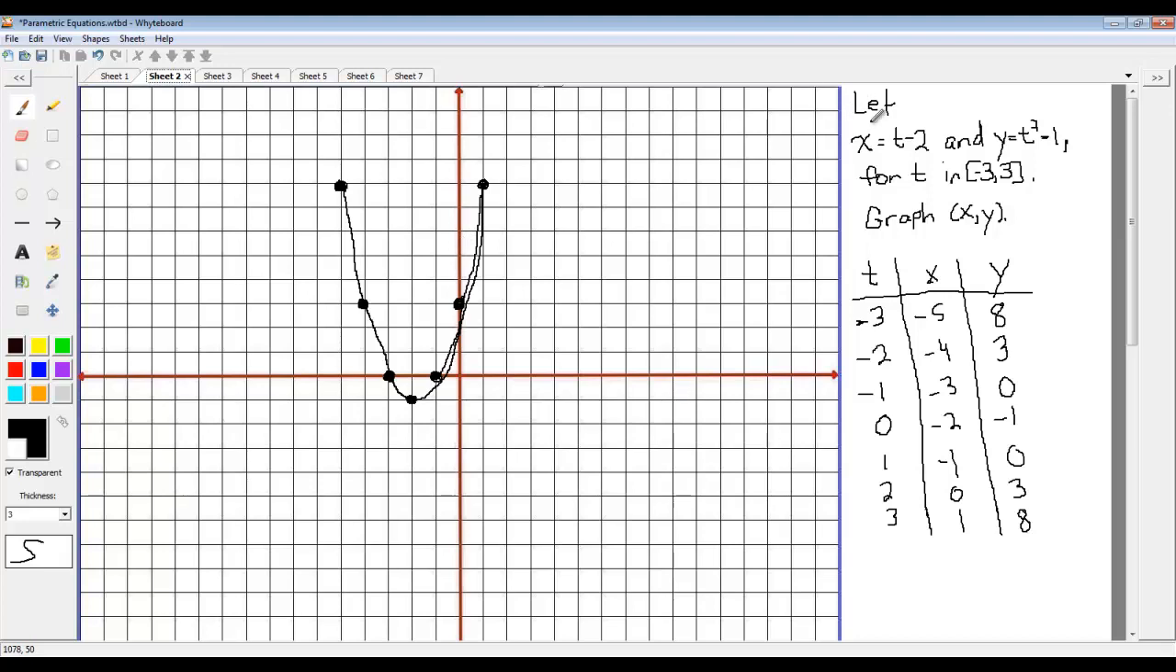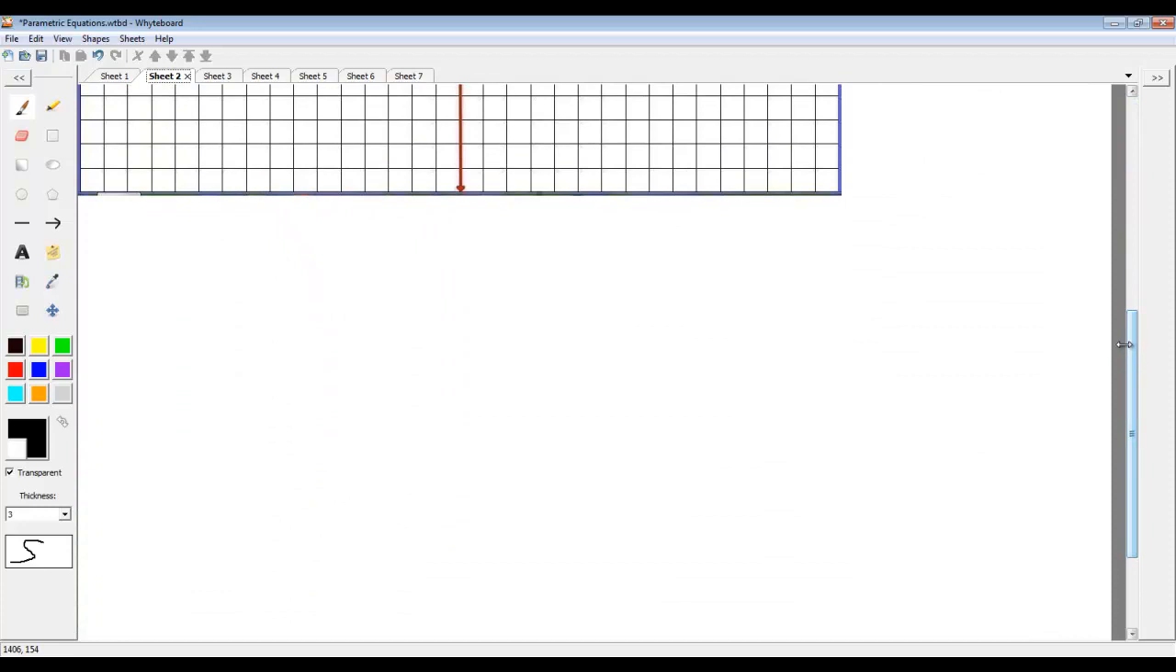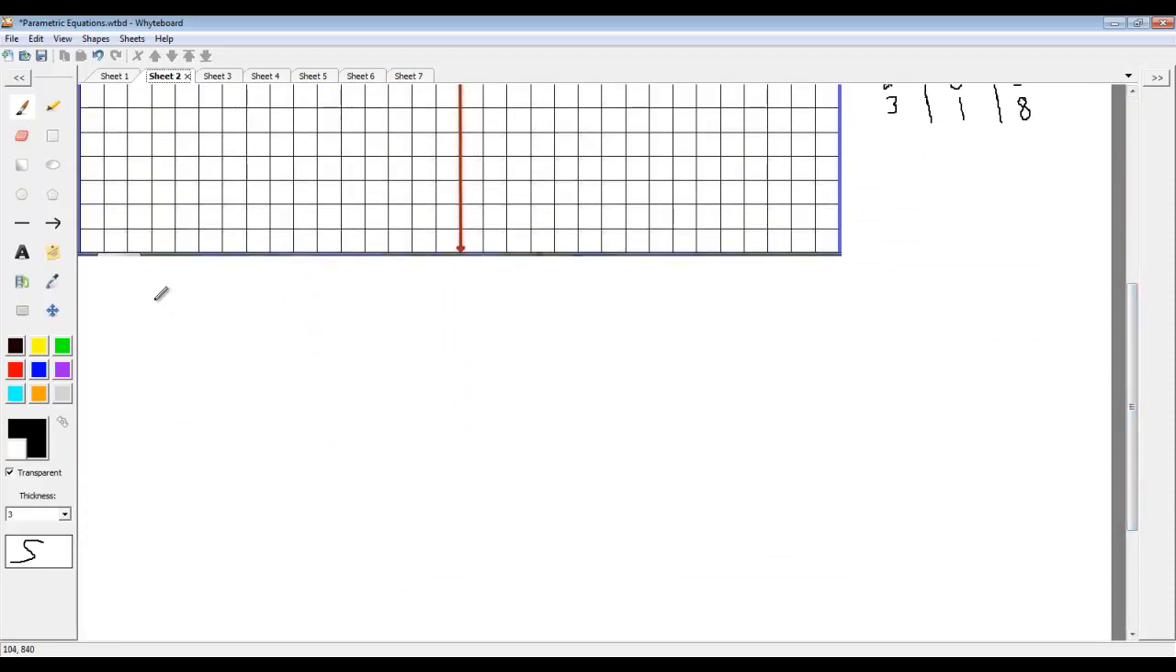Now the really fun thing is that you can also take these parametric equations and put them into rectangular form. You can find the rectangular equations and that'll just confirm what you got here in the graph. Let's take x equals t minus 2, and y equals (x plus 2) squared minus 1, and t is over -3 to 3.